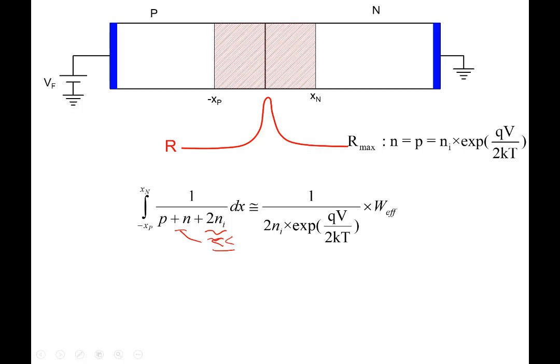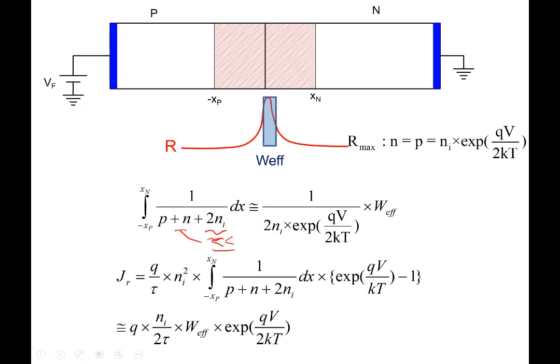Right? This is a sharply varying function. We don't know what it is, but some effective width which can be calculated. So then it turns out that we can write this Q by tau Ni square, and this integral we are writing as 1 over 2 Ni exponent QV by 2 kT into some effective width here. And so we get a recombination current which is Qni by 2 tau W effective exponent QV by 2 kT. Approximate expression for this. This we are not going into, it requires some more effort to calculate and show what this effective width is.